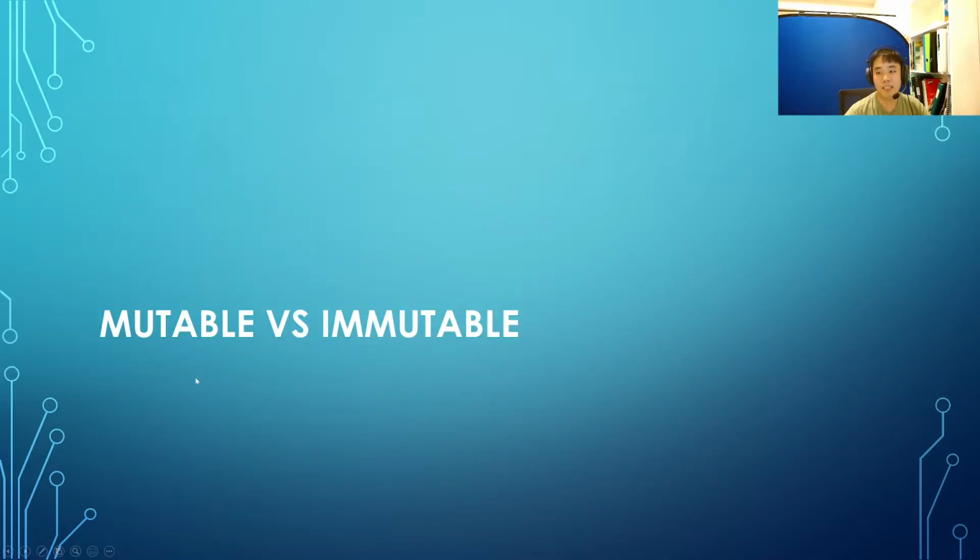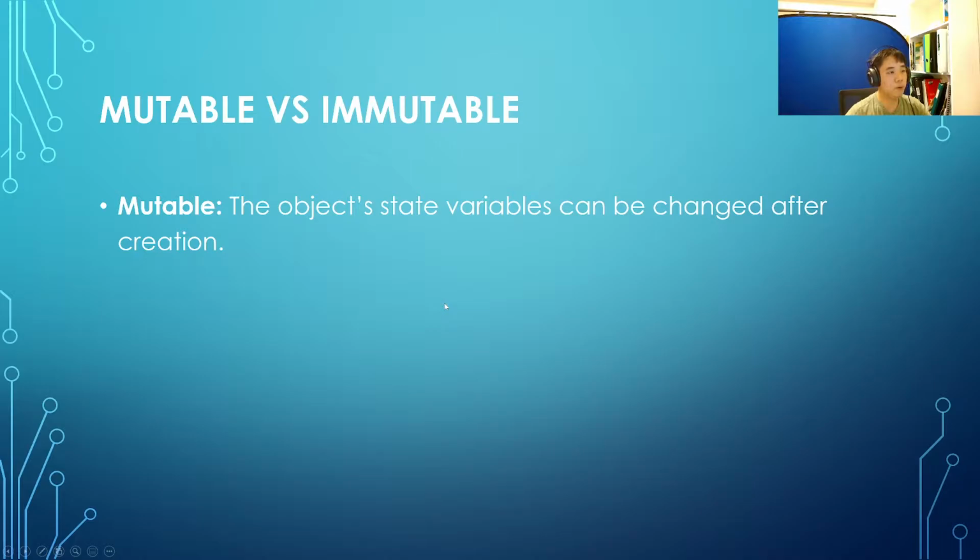Another thing we learned in lectures is telling the difference between mutable things and immutable things. So here's how that works. Mutable means that an object's state variables can be changed after creation. So you can change something, like how our DNA can actually mutate. It kind of derives from mutation.